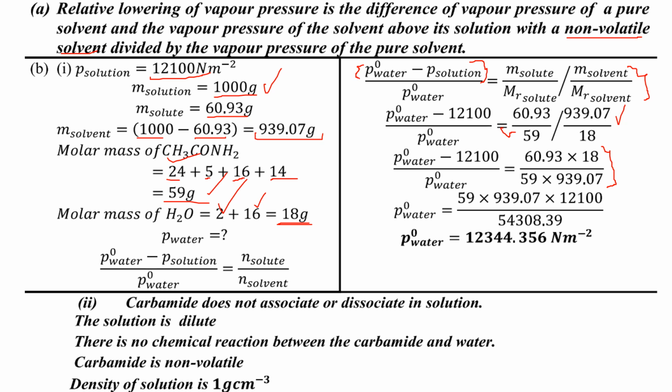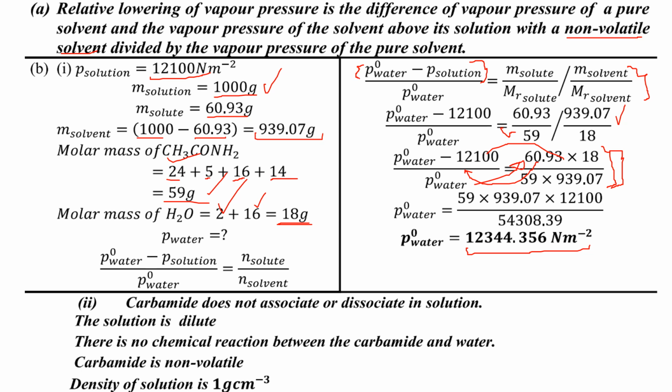After that, you are going to cross multiply and then simplify. You multiply all these, and then you cross multiply the vapor pressure of water this side. After that, you take this on this side and bring that thing containing vapor pressure of water this side, and then you factorize out the vapor pressure of water. You divide through by the coefficient. So you're going to end up with 123.44.356 nanometers squared.